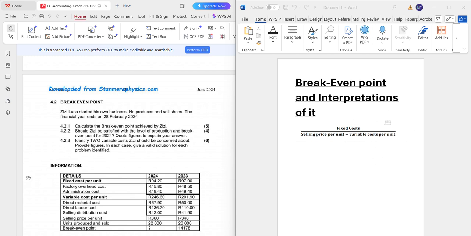But if we look through our information here, we don't have the total fixed costs given. We are only given the fixed costs per unit. The fixed cost per unit is equal to 94.2 rands. So we have to find our total fixed cost. To find our total fixed cost, we have to multiply our fixed cost per unit by the number of units produced and sold.